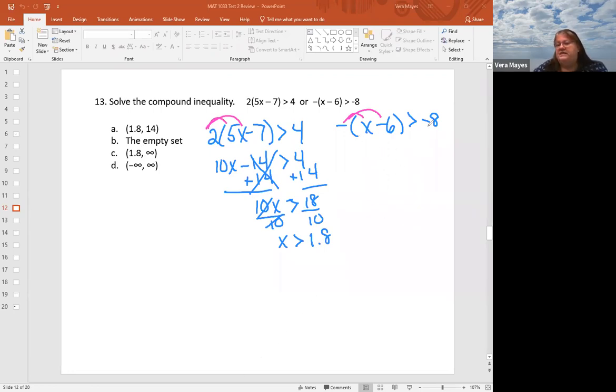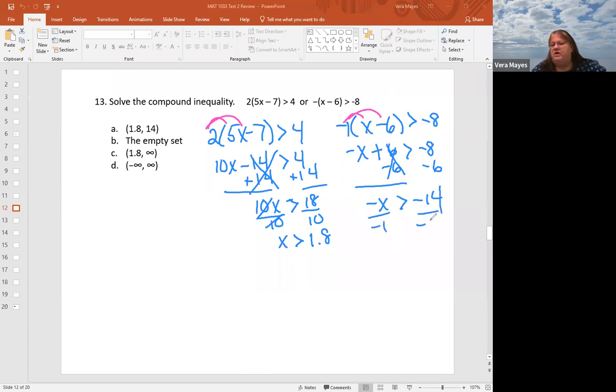Let's go ahead and do the second inequality. This negative in front acts like there's a -1 that we have to distribute. So -1 times x gives me -x. -1 times -6 makes it positive. Trying to get the x by itself, so I'm going to bring that 6 over, cancel it. So -x is greater than -14. Divide by the -1. Tinkerbell, the little bell's jingling. So I've got to flip it. Negative divided by negative makes it positive. Still going to do a number line.